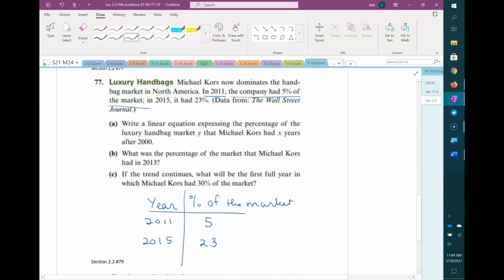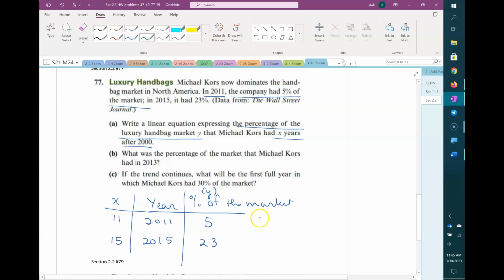Well, in this problem, they're trying to help you by saying the percentage of the handbag market is the Y, and X is years after 2000. So X is going to be 11 and 15. It's how many years after 2000. And this is really common, to not use these big 4-digit numbers in your computations, but to use years since some starting point so that you have smaller numbers to work with.